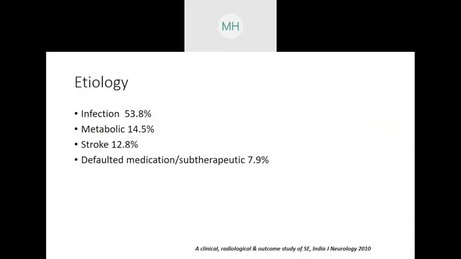Okay. So when we talk about the etiology of status, there is a long list of causes why the patient develops status. But in this journal, they divide into 4 main categories. Infection about 50%, and metabolic causes about 40%. Stroke, post-infarct seizure is 12%, and if the patient defaulted the anti-epileptic drug or had suboptimal treatment, about 8%.